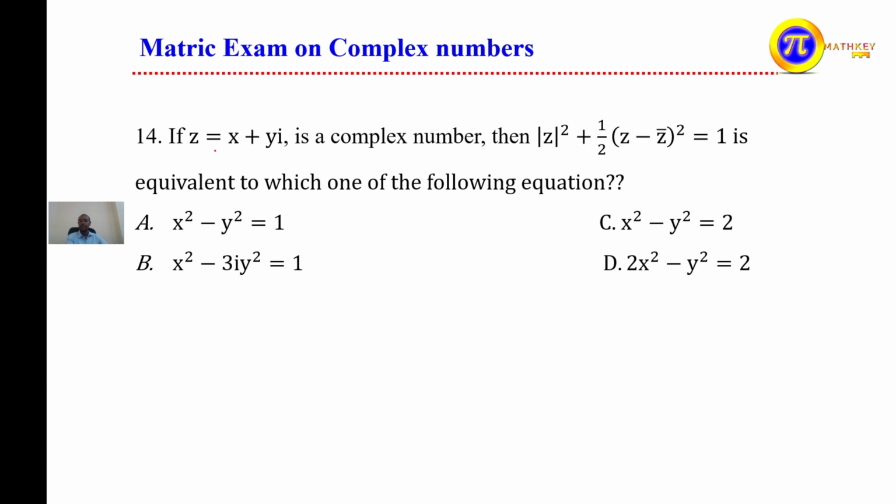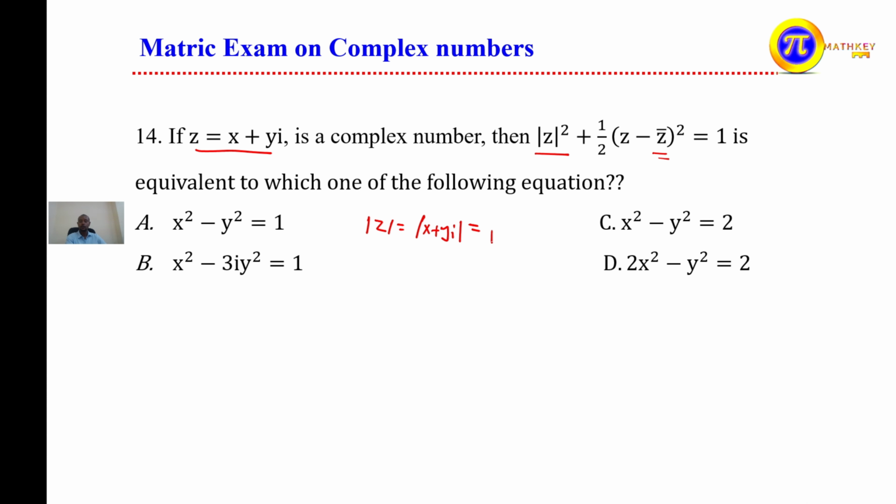Similarly, if z is given in the form x plus yi, then calculate the norm of z squared plus 1 over 2 z minus the conjugate of z squared is equal to 1. Let's try to show this one. How can we solve this? We are familiar that z is equal to x plus yi.